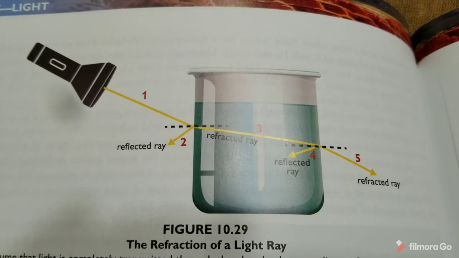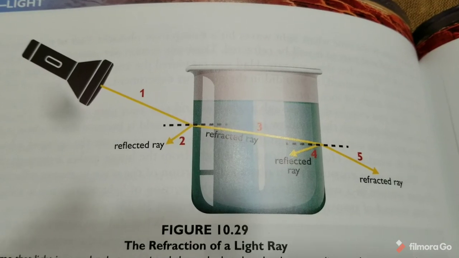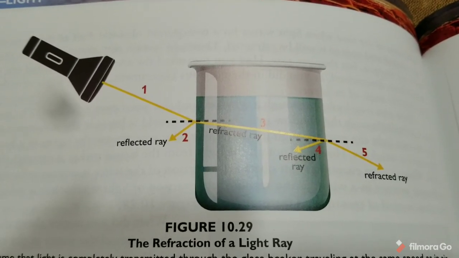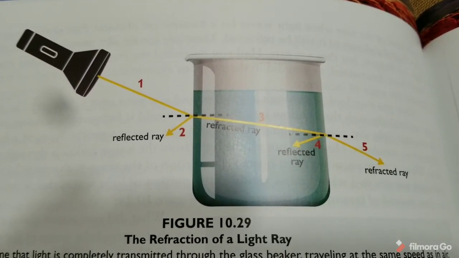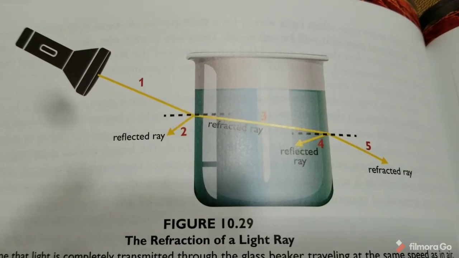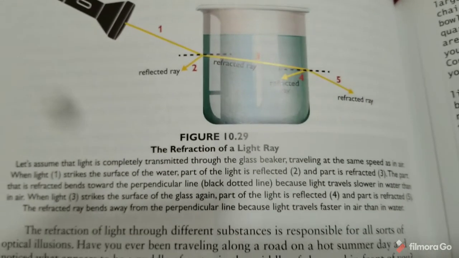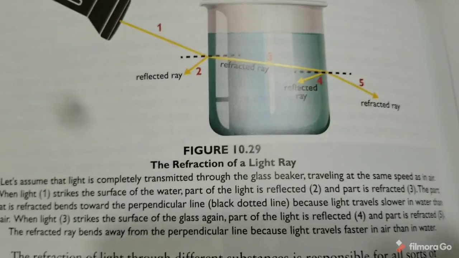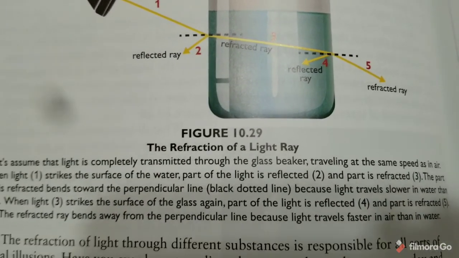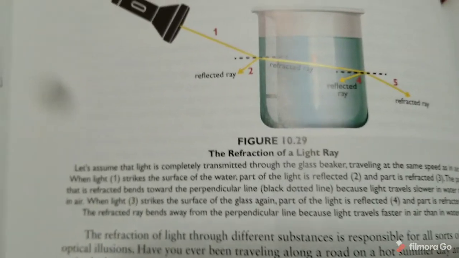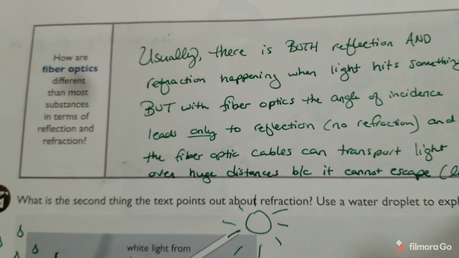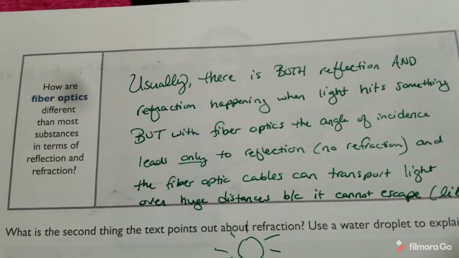And so that's kind of opposite of the sound waves, as I understand it, that wanted to go faster through solid mediums. All right. Okay, I think we've explained that pretty clearly. Let's move on. We're on page 312. All right, how are fiber optics different?